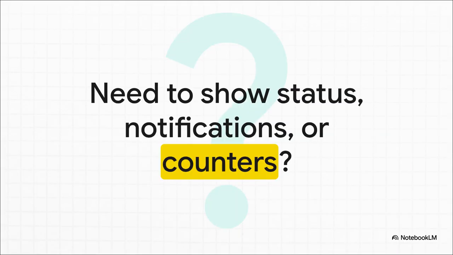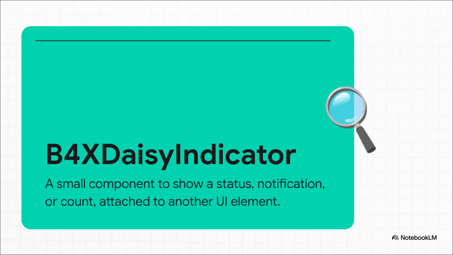Okay, so you've been there, right? You've got a user avatar, and you need to show if they're online, or maybe you have a shopping cart icon that needs to display how many items are in it. So what's the best way to add that little visual cue without a ton of hassle? Well, that's exactly where the B4XDaisyIndicator comes into play. It's this super simple, super flexible component built for exactly this kind of job.